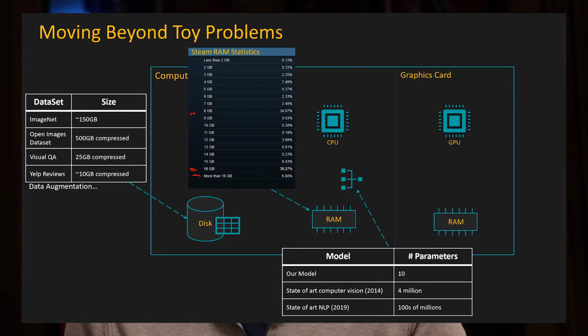Another problem that we'll have when we're pushing the limits on the GPU is the size of our model. The one that we've been using through this Hello World PyTorch project has 10 parameters in it. It's like something like 40 kilobytes. State-of-the-art in computer vision has 4 million parameters. That's a lot bigger. And NLP can be bigger still.